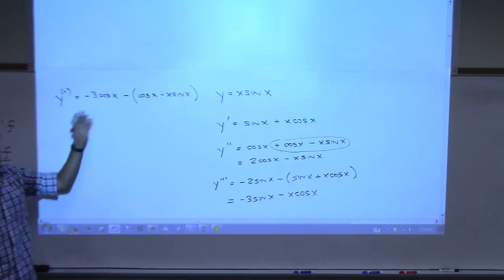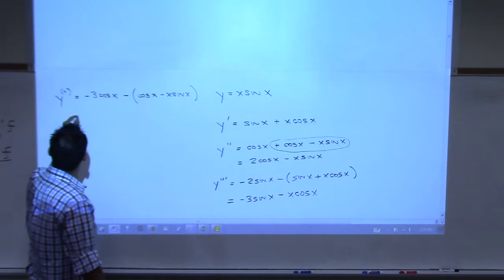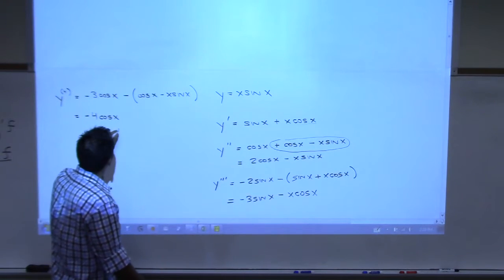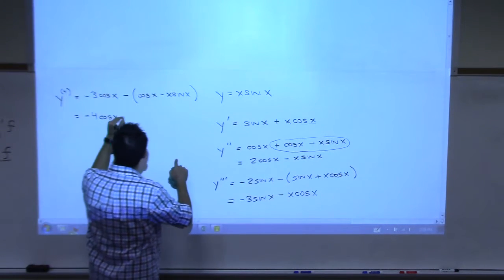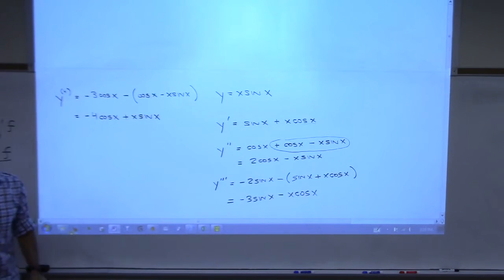And I can put this together and drop parentheses, right? So what would I have? Negative 4 cosine x minus x sine x plus x sine x. Ah, x sine x again. It's back, right?